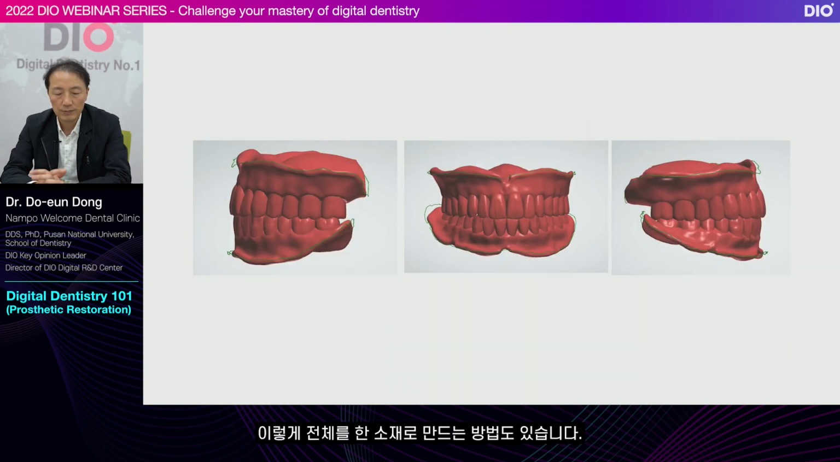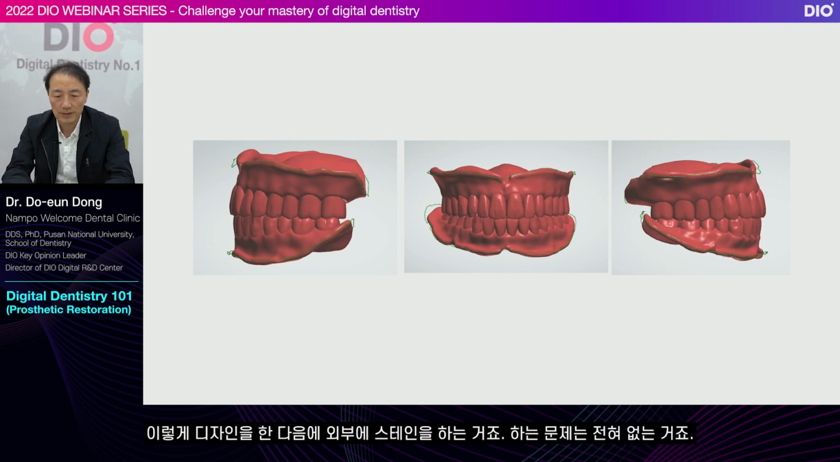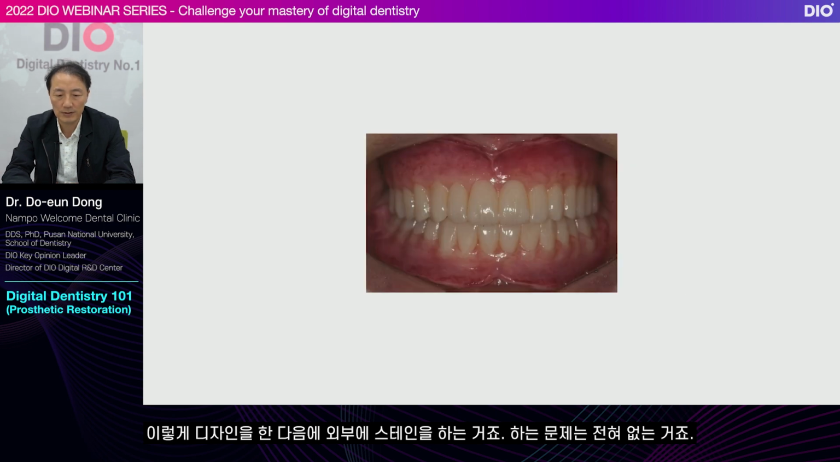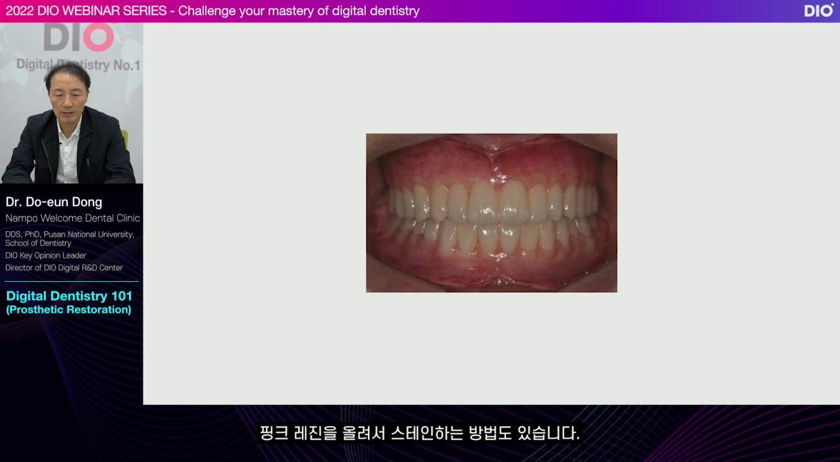There is also a method of making the whole thing using a single material. After you design it like this, you stain the outer surface. There are no problems at all. You can stain it by using pink resin. It's not easy, but it's possible. You make it with the Do-eun P-Max material and attach it with resin.